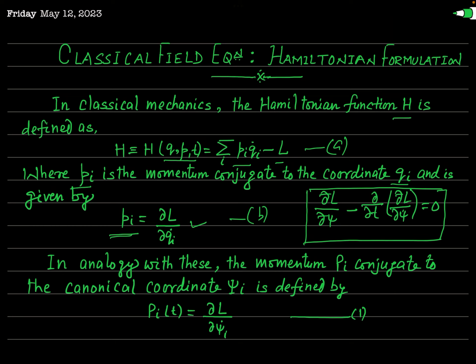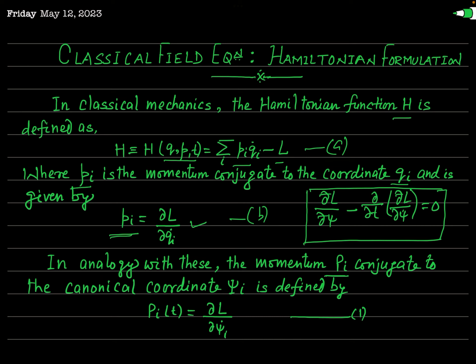Now with an analogy to these two equations, in case of the field we can define the conjugate momenta, denoted by the capital Pi, and we can also define the Hamiltonian of the field. As you know, in case of field, the wave function psi acts like the coordinate. The wave function psi behaves as the generalized coordinate, and the generalized coordinate will be psi of r, t.